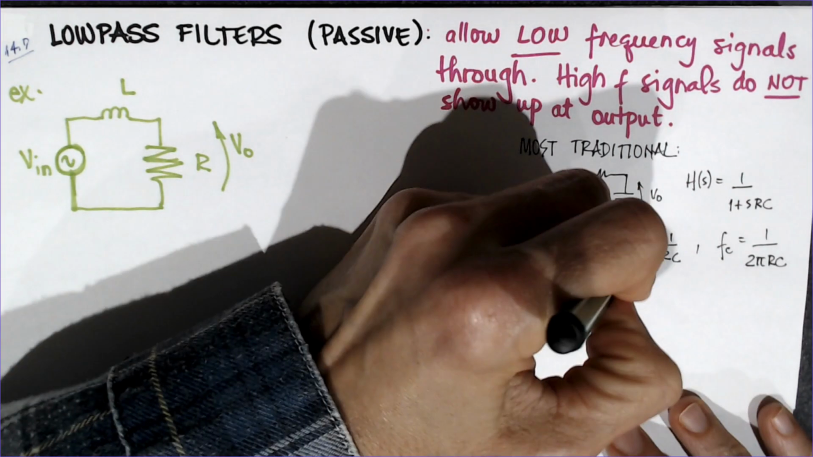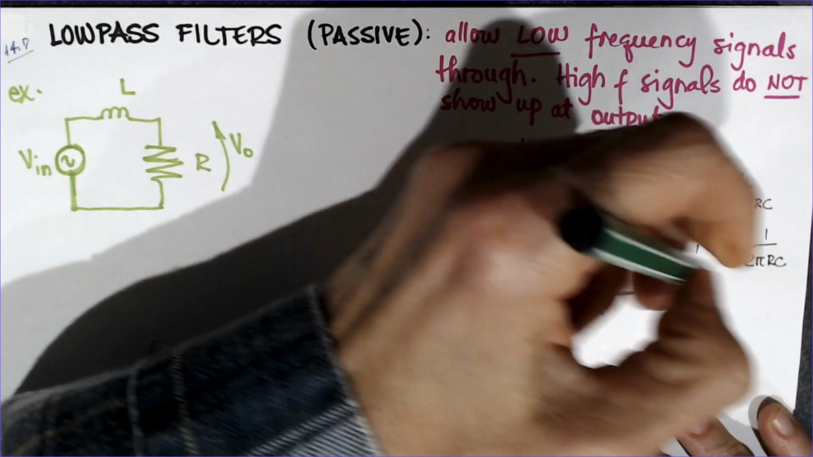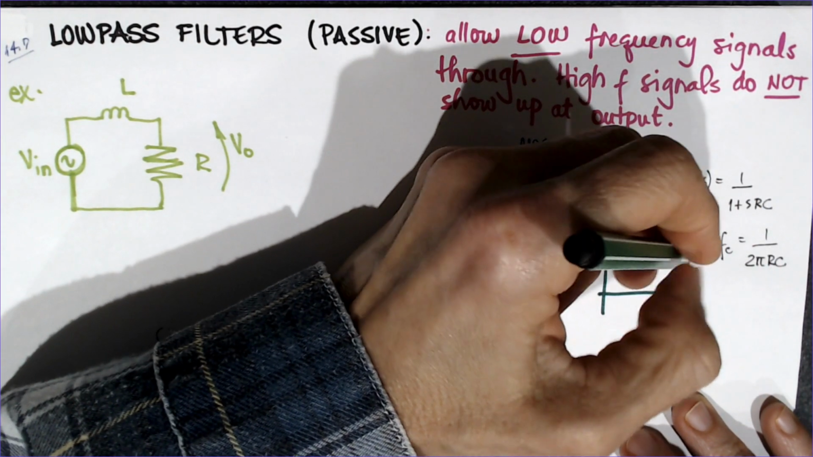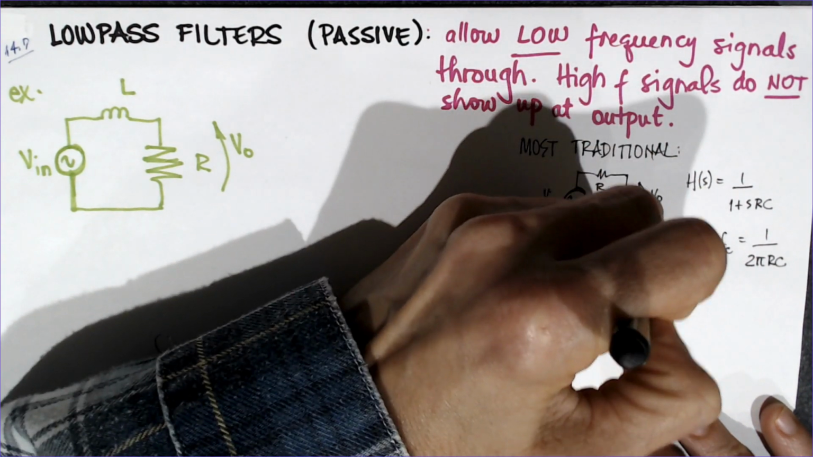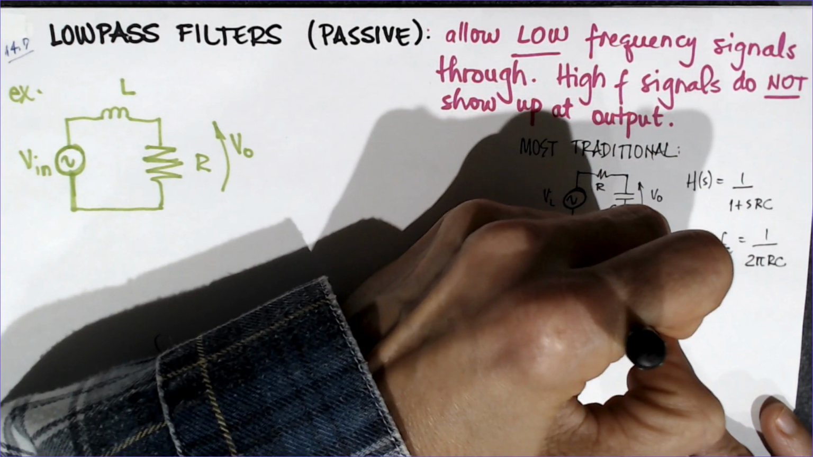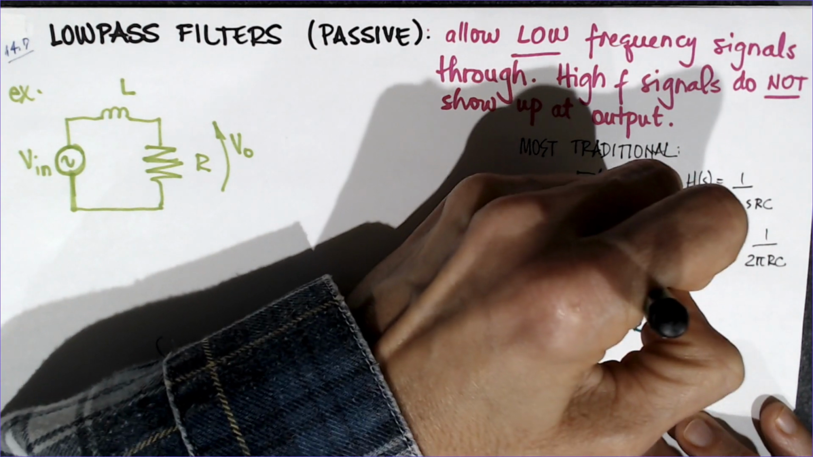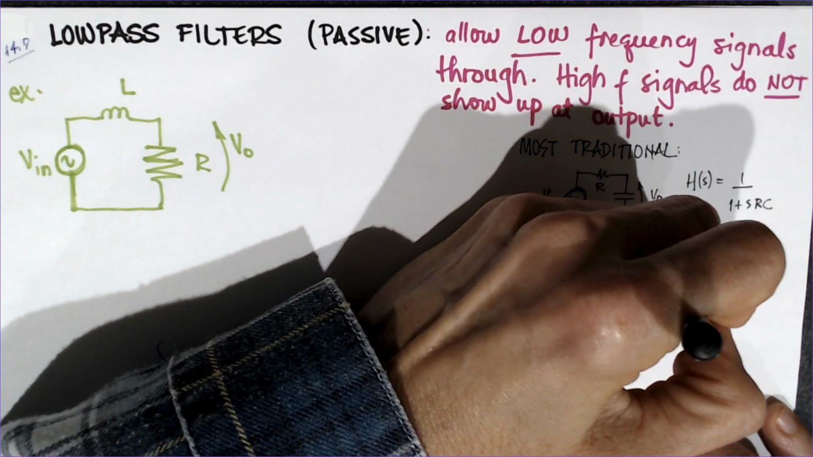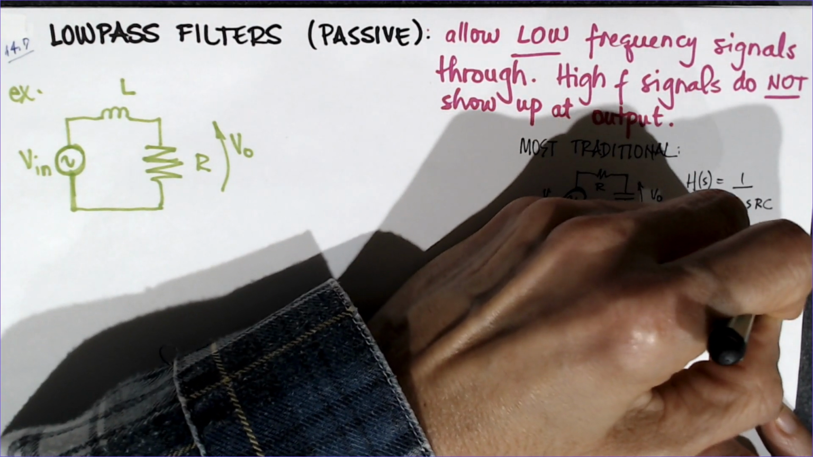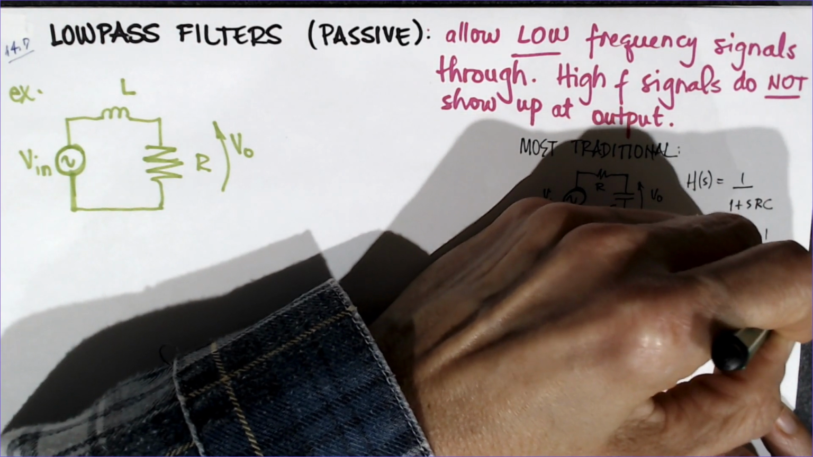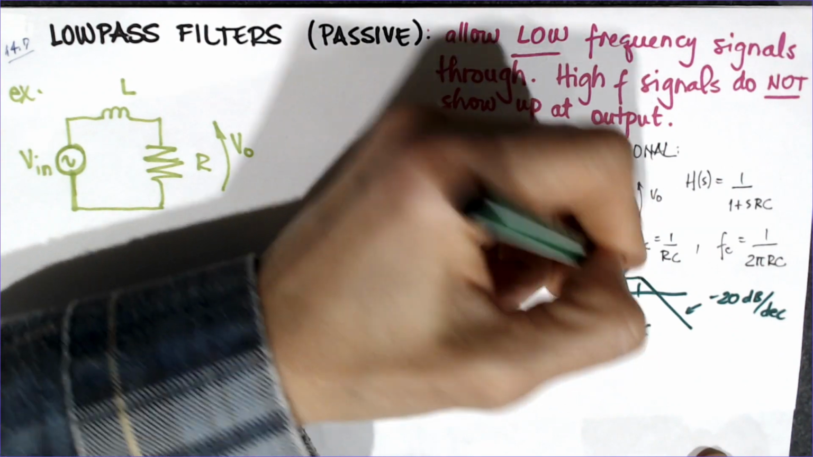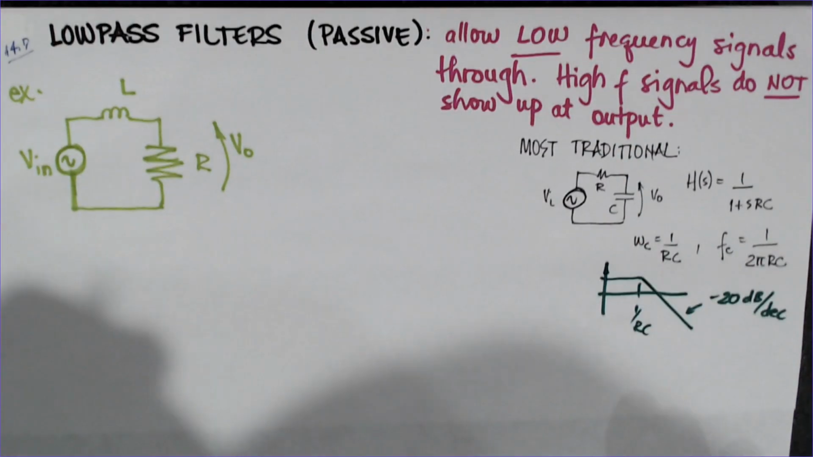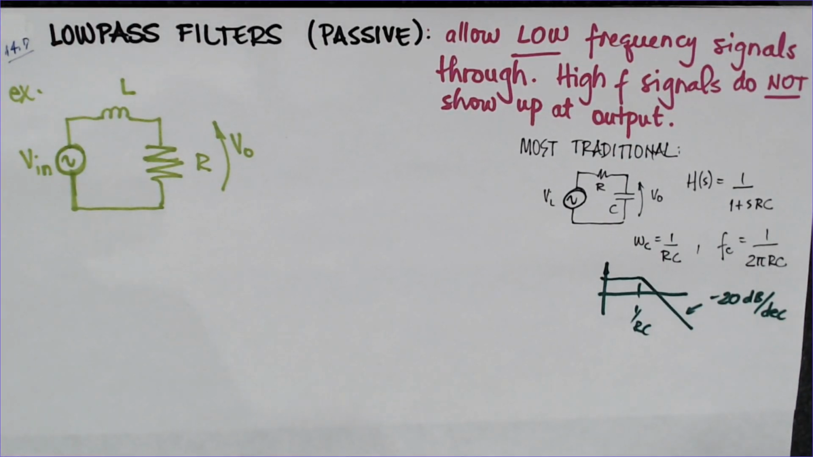a transfer function, you're going to see there is maybe a gain here, but then at that omega c of 1 over RC, this will start going down at minus 20 dB per decade. And this is a traditional gain profile in a Bode plot for a low pass passive.